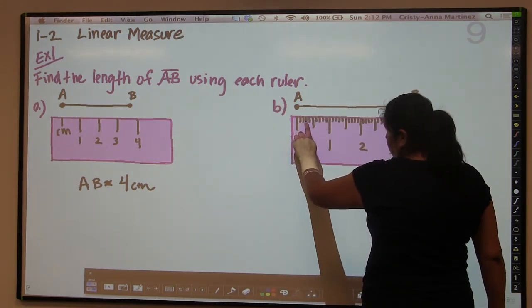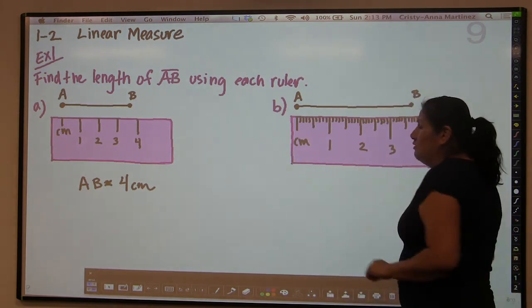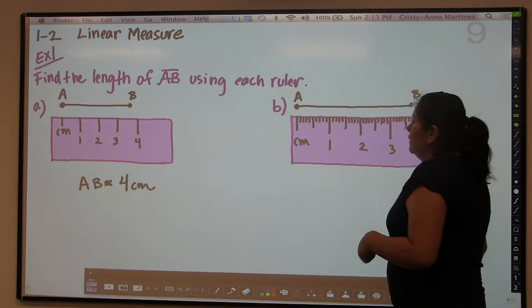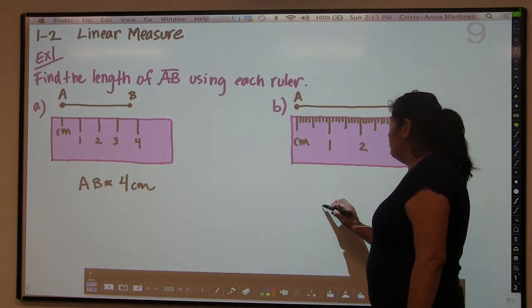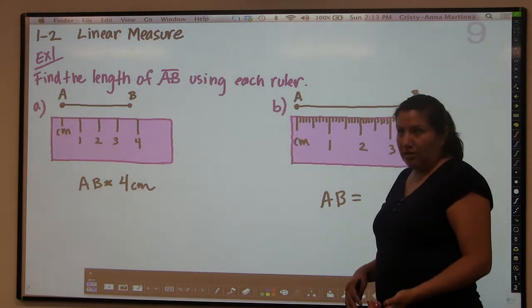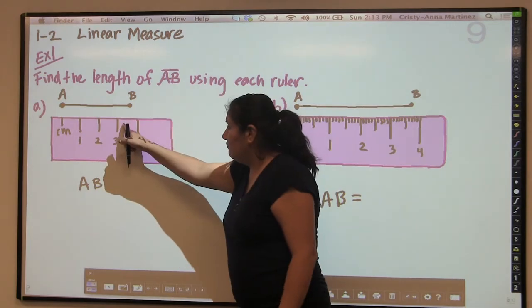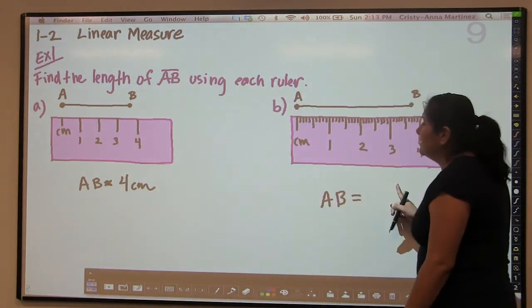between, there's 1, 2, 3, 4, 5, 6, 7, 8, 9, 10. So there's 10 millimeters in 1 centimeter. So that means that our measurement should be more accurate. It has to be accurate to at least the millimeter mark. So over there, 4 centimeters was the most accurate because we didn't have the little millimeter markers. But in this case, we do.